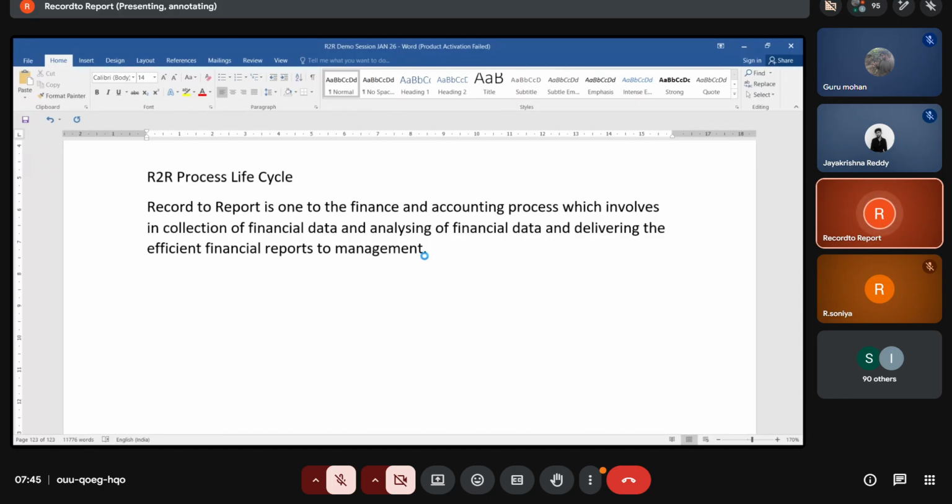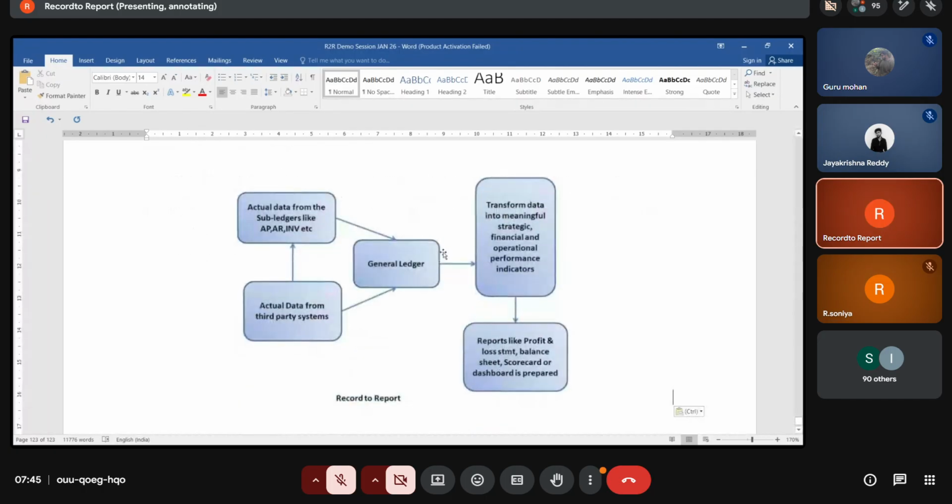Okay, see here, actual data from subledgers like AP, AR, invoice processing, etc., and actual data from the third party who is collecting the data. The general ledger team is collecting the data. Who is the general ledger team? The R2R team. So after collecting, what are they doing? Transforming the data into meaningful, strategic, financial, and operational performance indicators.